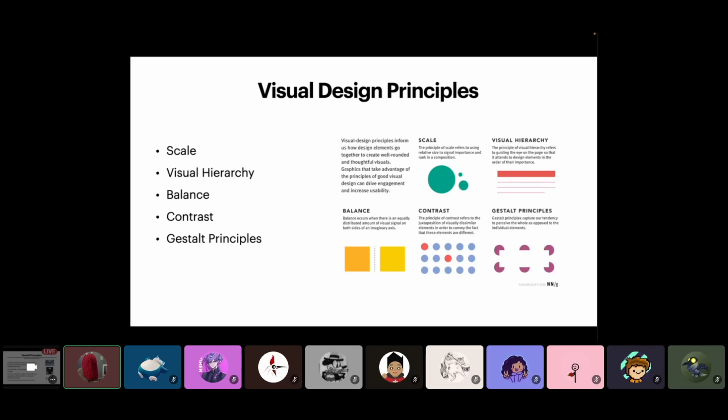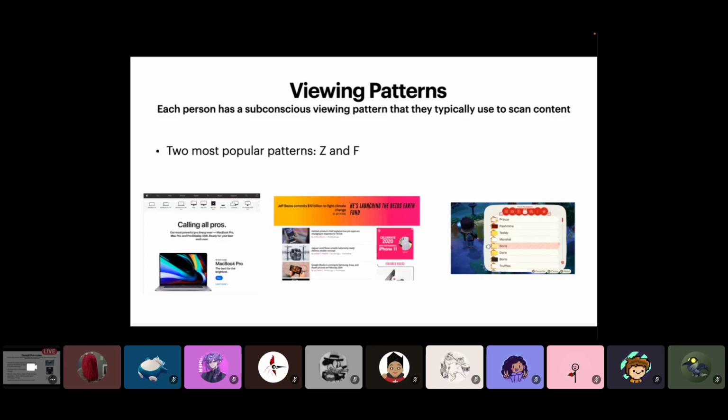There are also other interesting things that I found, and it's that each person usually has a viewing pattern, and most people have a pretty similar viewing pattern. There are two most common patterns that people use, Z and F, and it should show over here. Yeah, it's better to explain it in images than in words, but you can see that this UI by Apple was designed with the Z pattern in mind, so people can quickly scan the page and figure out what's going on. So this is the F pattern.